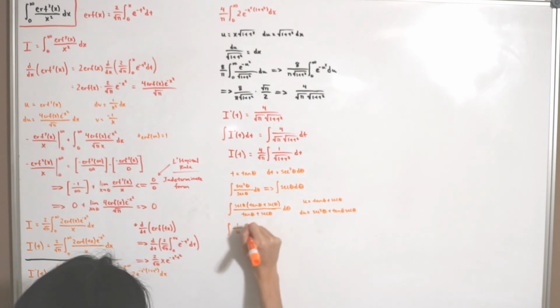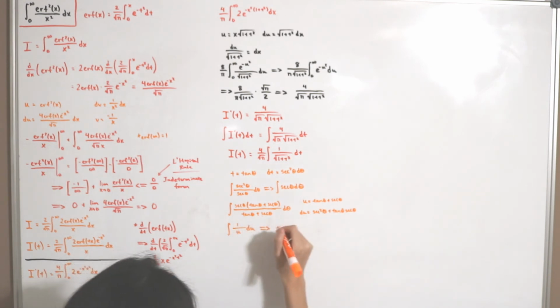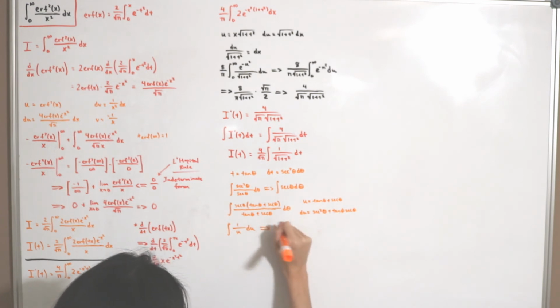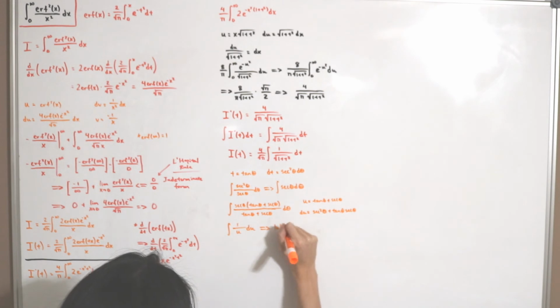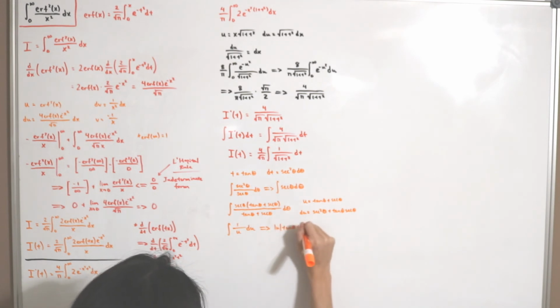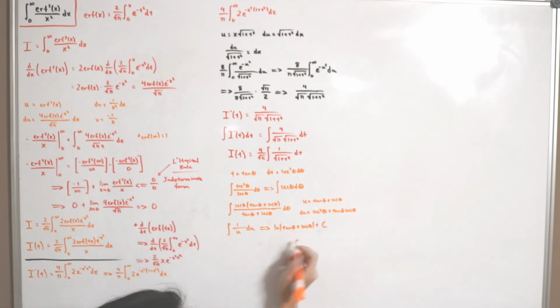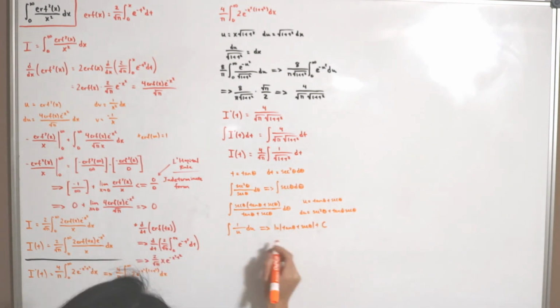So it's 1 over u du. And so that's not difficult to show the integral. So this is just the natural log of u, where u is equal to tangent theta plus secant theta, and then plus c. But let's rewrite this a little bit so we get this in terms of t.